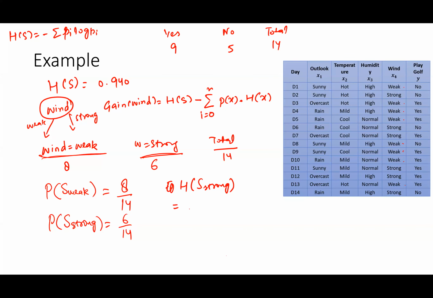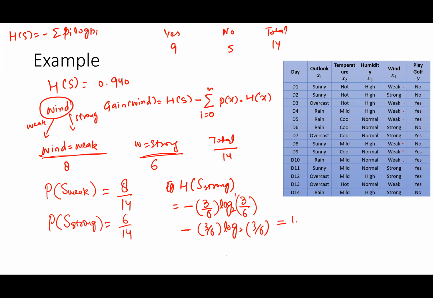Fine. So then H of S strong is basically minus 3 over 6, log to the base 2 of 3 over 6, and minus again 3 over 6, because the other possibility is also the same, log to the base 2 of 3 over 6. And if you find that, the entropy is equal to 1. Why is that 1? Intuitively you can see it, because there is complete uncertainty in case wind is strong, because in 50% of the cases it is yes, and in 50% of the cases it is no.